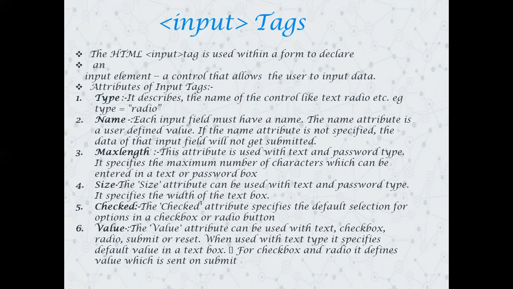The checked attribute is used when you opt for checkbox or radio button controls; you mark that this item is filled. The value attribute is used for checkbox, radio, reset or text. When used with text type, it specifies the default value of the text box, and for checkbox and radio, it defines the value which is sent to the server during submission when checked. It will be giving the value you want to give to it.